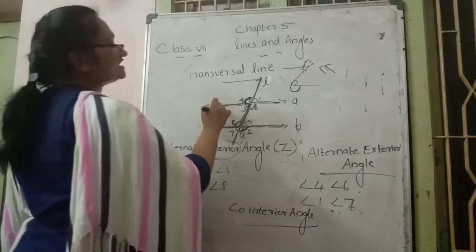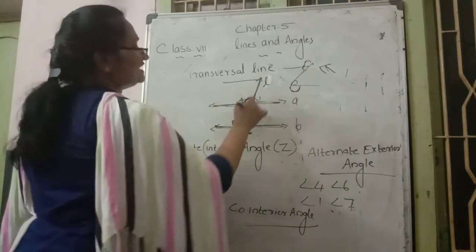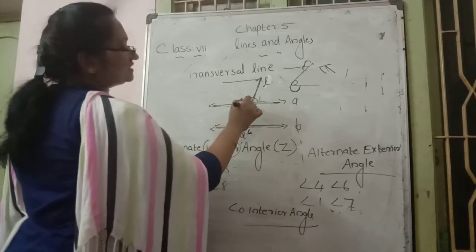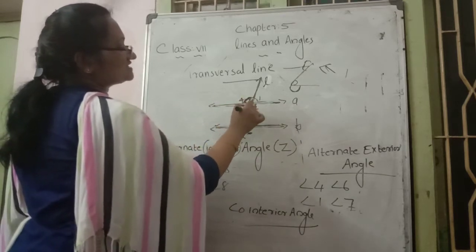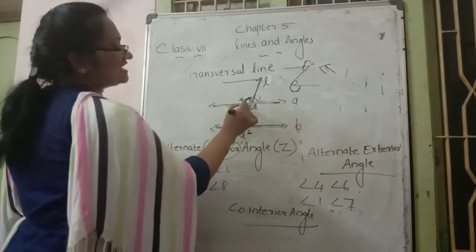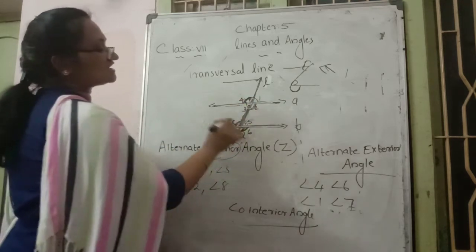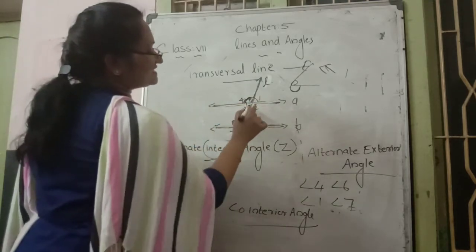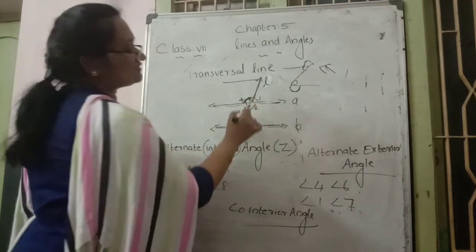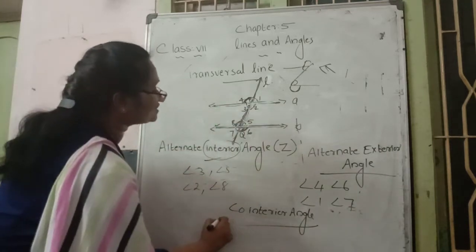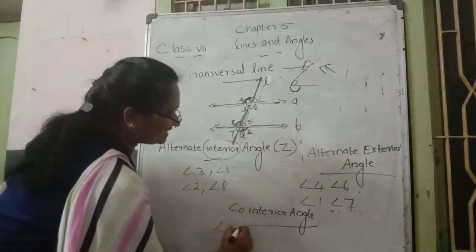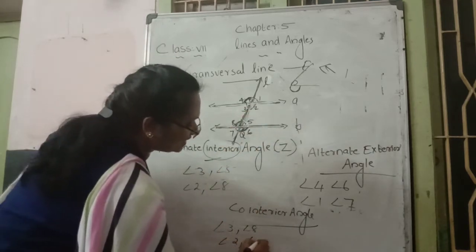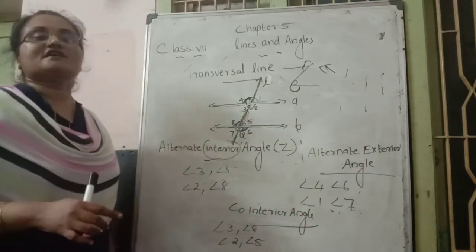Which are they? Here, this is the transversal line. Same side means left side. See, the left side part, interior means inside. Which angles are inside? Angle 3 and angle 8 are inside of that transversal. In the same way on the right side, angle 2 and 5 are the inside angles. So co-interior angles are angle 3 and angle 8 on the left side, and angle 2 and angle 5 on the right side.